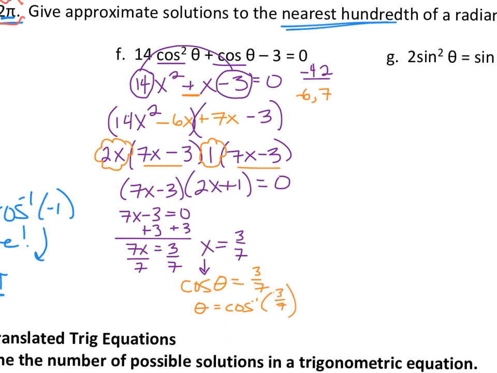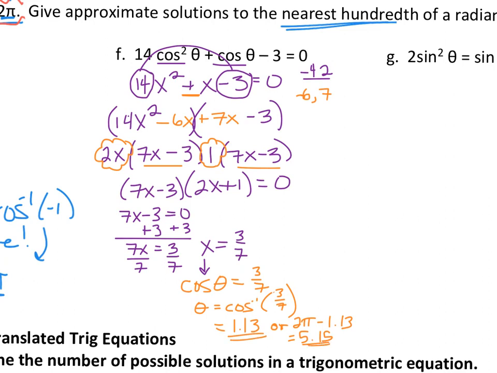Okay. Now, 3/7 is not unit circle friendly. Make sure your calculator is in radian mode and type in cosine inverse of 3/7. When you do that, to the nearest hundredth, you should get approximately 1.13. That's one answer. The second answer then, we take 2 pi minus that. That's an or. There we go. Our second answer should be approximately 5.15. So there are 2 solutions for that first part.